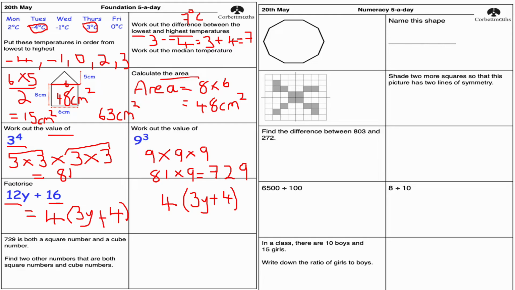Okay, this is the last question on the foundation 5 a day. 729 is both a square number and a cube number. Find two other numbers that are both square numbers and cube numbers. Well, another number will be 64, because the cube root of 64 is 4 and the square root of 64 is equal to 8. Okay, let's think of another number.